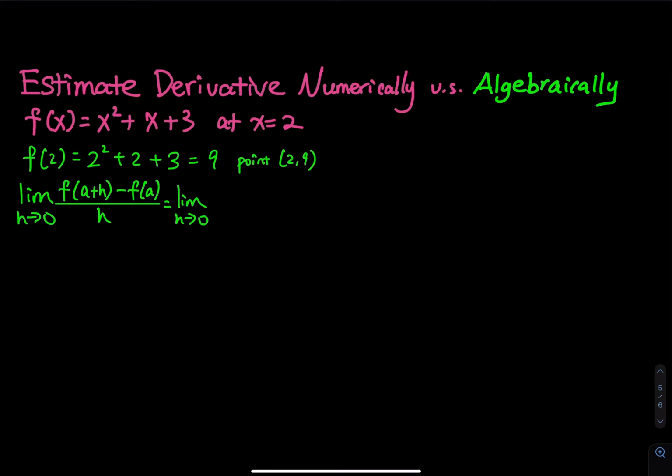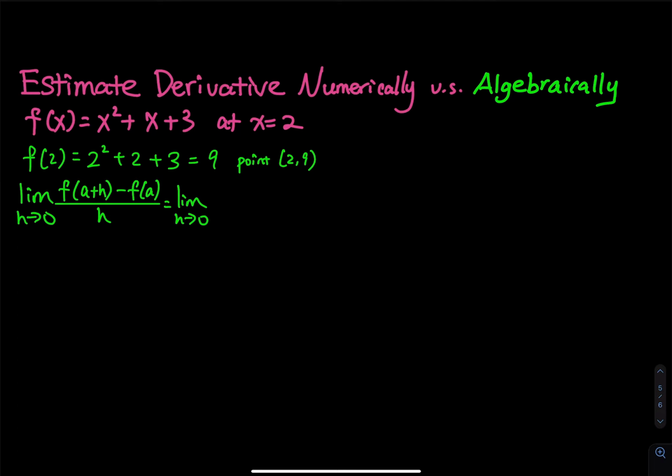Estimate the derivative of the given function numerically versus algebraically. Let's do algebra first. So we have x squared plus x plus 3. When x equals 2, you plug in x equals 2 to get y equals 9, and then you have a point (2, 9), and then we follow the limit definition of derivative.